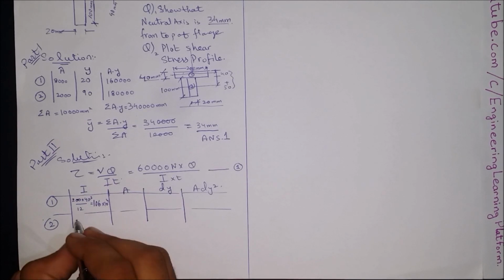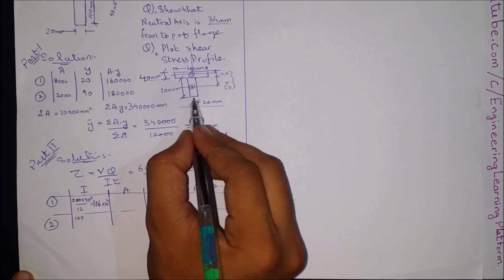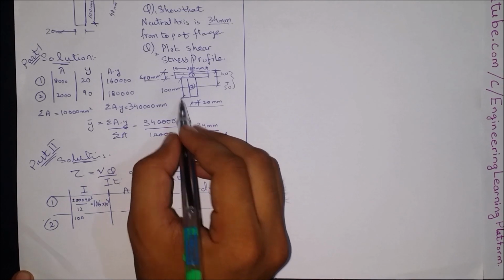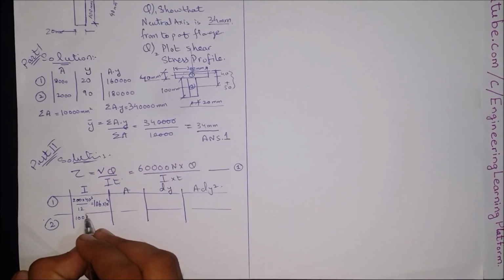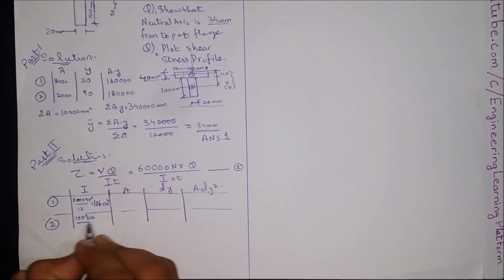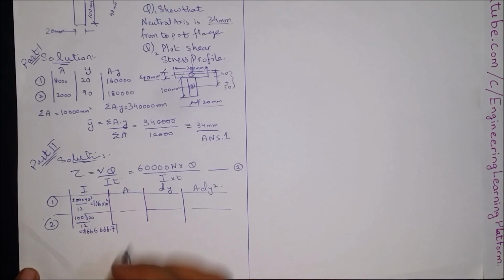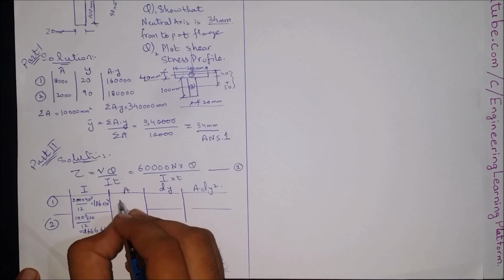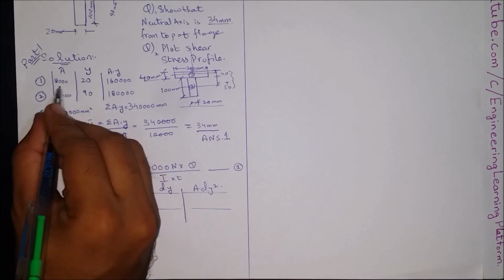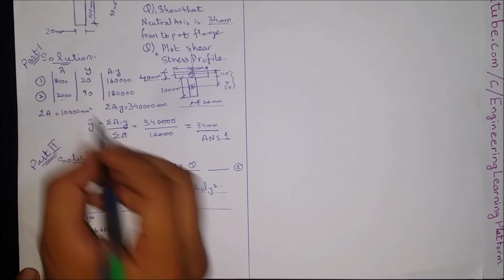For the next shape, that is shape number 2, the base is 20 millimeters and the height is 100. It comes out to be 1666.67. The area for shape 1 is 8,000. The area for shape 2 is 2,000.